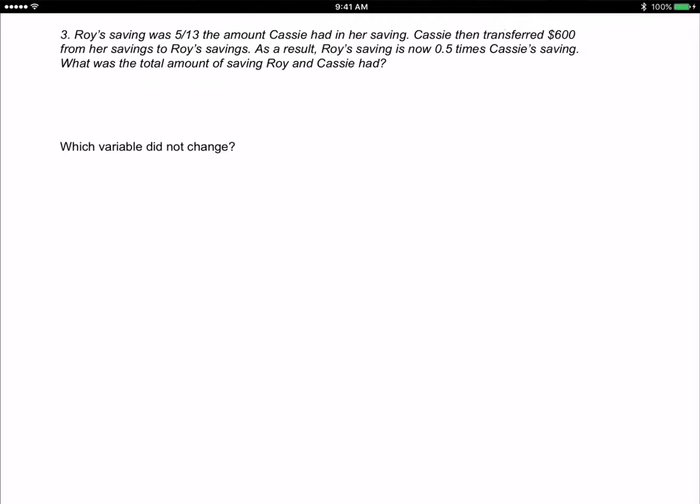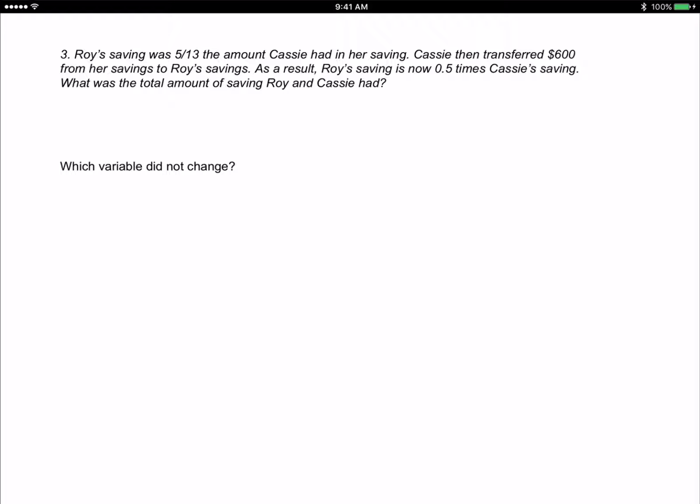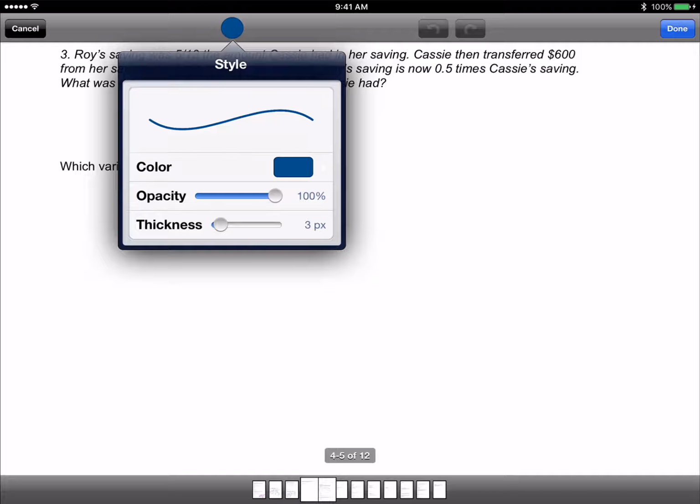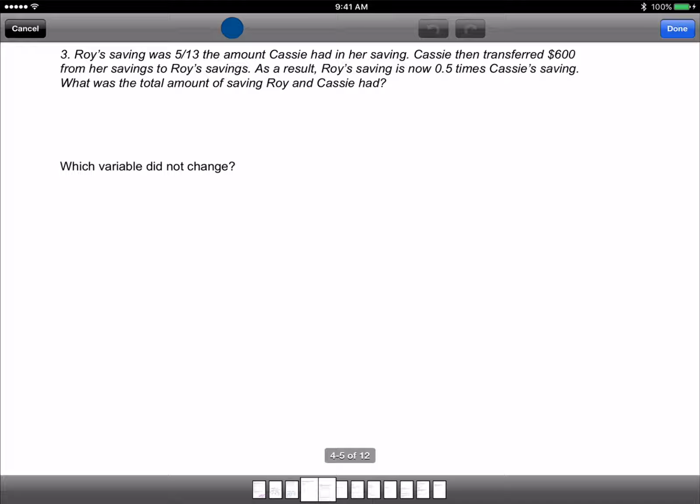Okay, this one. Okay, for the next question, this is total and change again. Let's read and find out why. Okay, so Roy's saving was 5 over 13 the amount Cassie had in her saving. So two variables, Roy, Cassie.